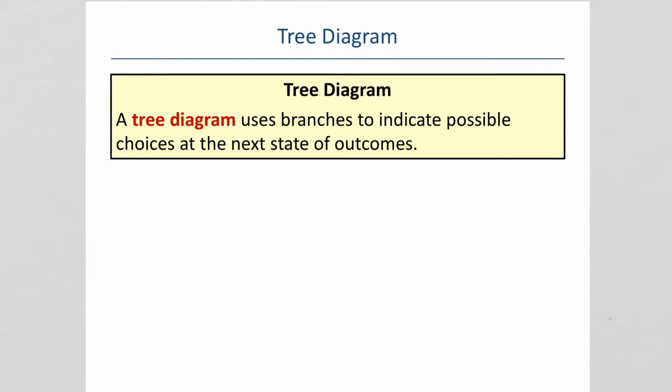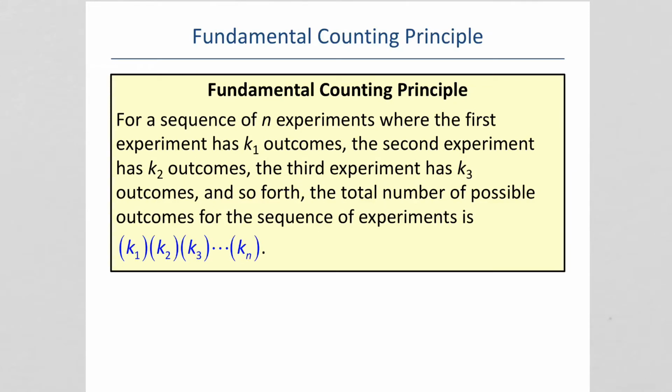A tree diagram uses branches to indicate possible choices at the next stage of outcomes. The fundamental counting principle: for a sequence of n experiments, where the first experiment has k1 outcomes, the second k2, the third k3, and so forth, the number of possible outcomes for the sequence is k1 times k2 times k3, times however many outcomes there are.